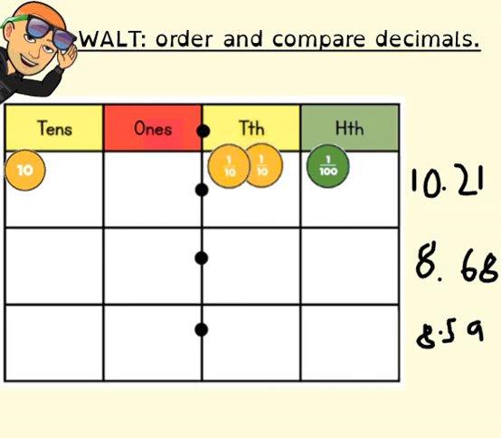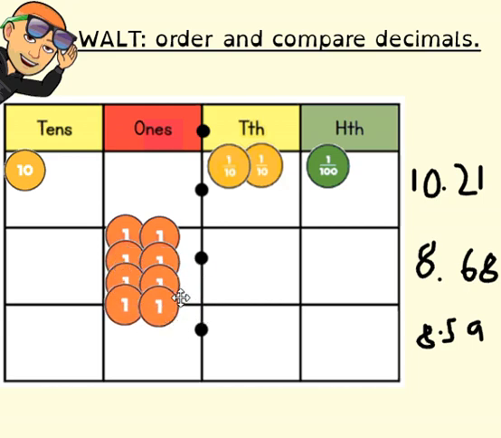The second one, I've got 8.68. So let's pull in my counters. It's going to be a bit of a tight squeeze, but it's fine. 2, 4, 6, 8. So I've got 8 in my ones column. I've got 6 tenths. Should be able to fit these in.